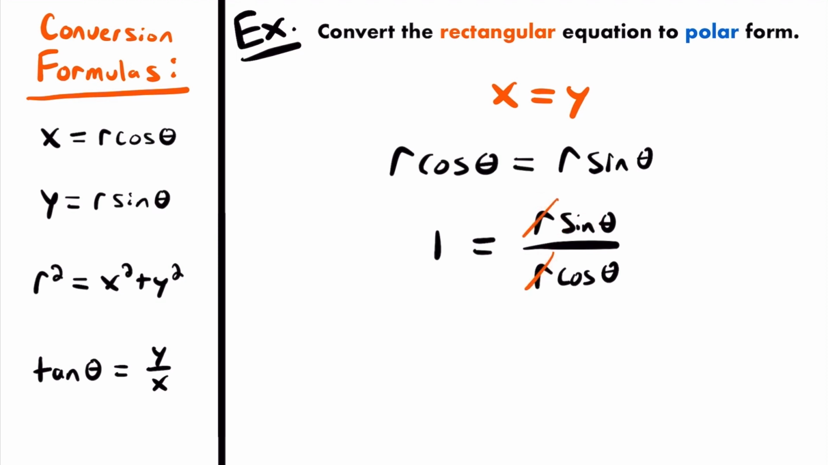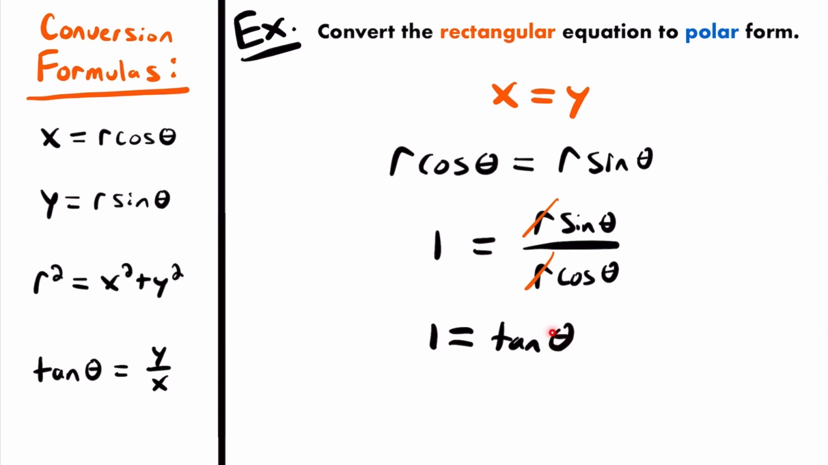And then sine theta divided by cosine theta, we can use one of our trig identities and rewrite that to be tangent theta. We know that sine divided by cosine is tangent. So we'll have 1 is equal to tangent theta. And now what we want to try to do is solve for theta. We don't have any r's in our equation anymore. So instead, we should try to solve for theta to get our polar equation.